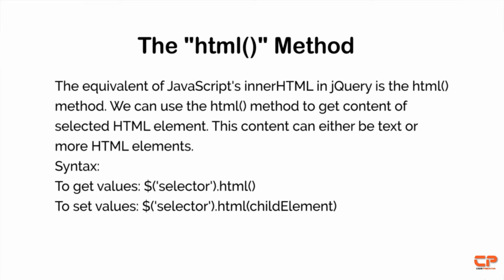So here is the syntax. To get values, we do $ and selector. This will select our HTML element, and we use the html method on top of these selected HTML elements. Similarly, to set values, we do $ selector. This would select our HTML element, followed by the method html, and we pass a parameter, which is the child element that we want to append to it.